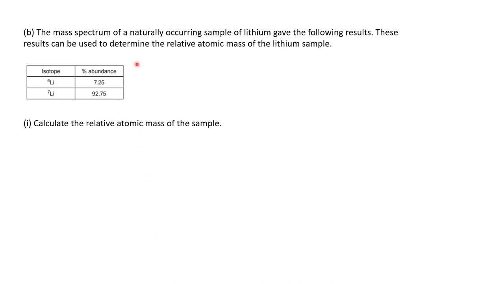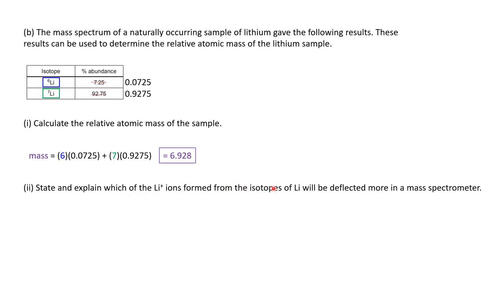Now we've got a mass spectrum of a naturally occurring sample of lithium, with the following results. We can get the relative atomic mass of the lithium sample. We can deal with percentages, or we can deal with fractions. I prefer to deal with fractions, because then you just pop it straight in. Mass is 6 times 0.0725 plus 7 times 0.9275, which is 6.928.